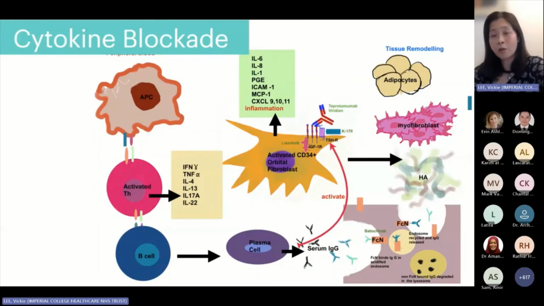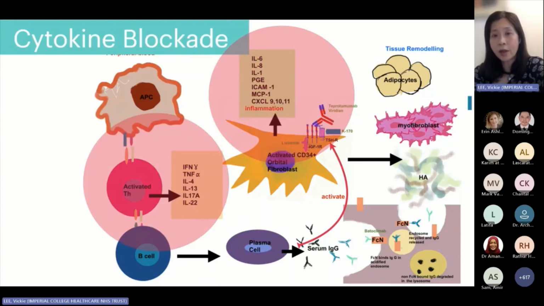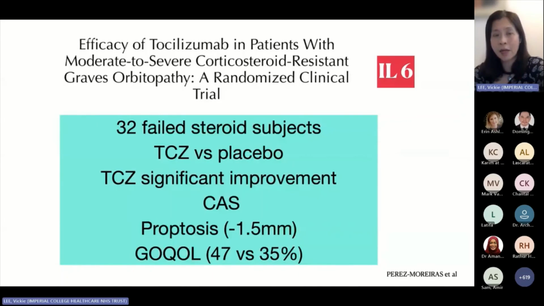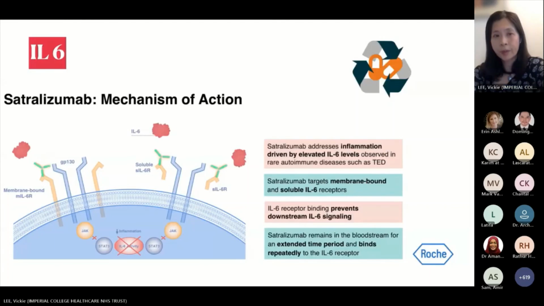Another area for drug development is cytokine blockade. As you can see, many cytokines are involved in the inflammatory cascade in TED. So one which has been repurposed for thyroid eye disease is tocilizumab, which is used in rheumatology. And there have been 2 trials looking at patients who have failed steroid treatment and had shown promising results. And this is an IL-6 antagonist. And you can see, again, a second study showing some response with tocilizumab in patients who have failed steroids.